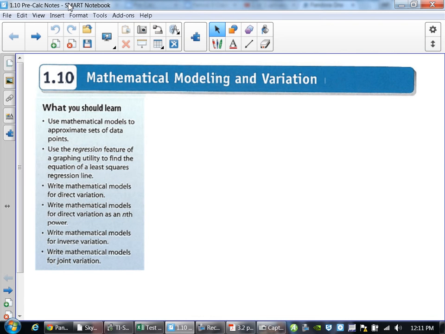110 is, they're calling it modeling. Guys, come on. Thank you.